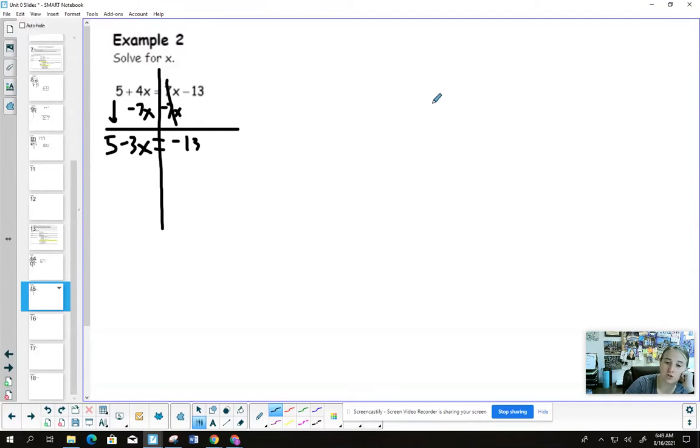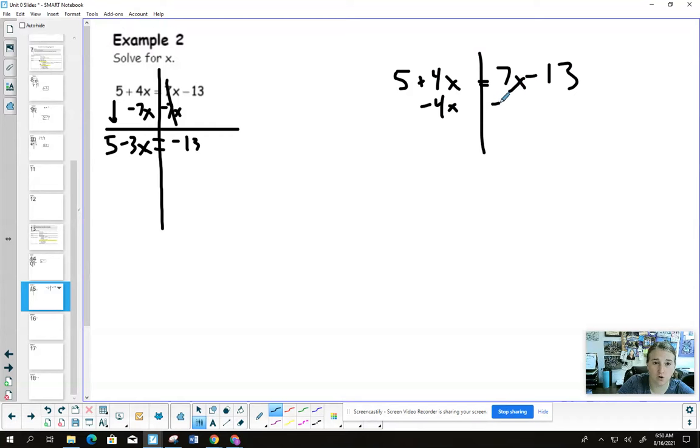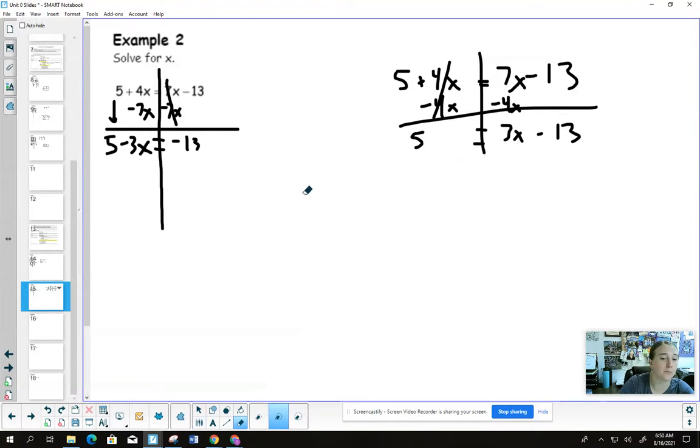Some teachers always teach you to move in the direction where you'll end up with a positive number. But again, it really doesn't matter. Just to show you over here one more time, if you decided to move the 4x first, that's totally okay. You are correct. You would have gotten 5 equals 3x minus 13. And if you kept going from there, you'll see we are going to get the same answers in both cases. So it does not matter which you move first. It's totally a preference thing.